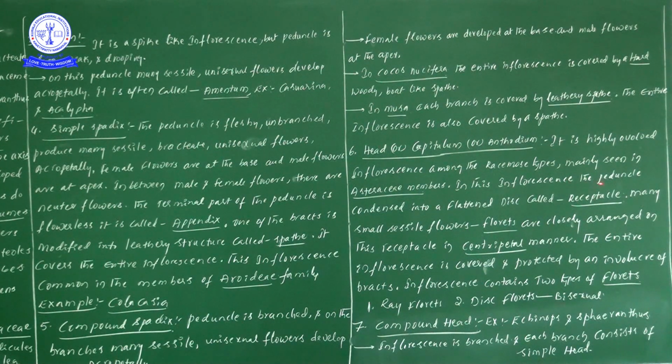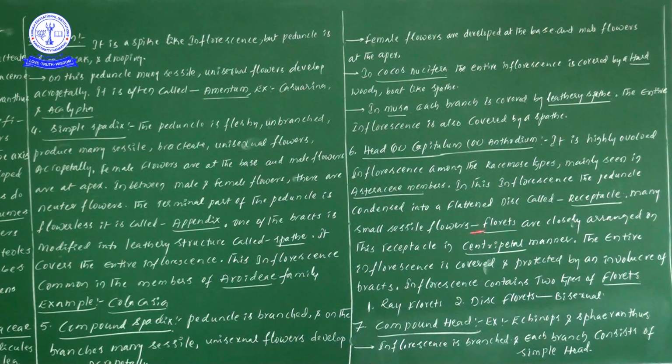In this inflorescence, the peduncle is condensed into a flattened disc-like structure. So here in this kind of inflorescence, the peduncle is flattened, disc-shaped, and that one is acting as the receptacle. Many small sessile flowers, florets, are very closely arranged on this receptacle in a centripetal manner.